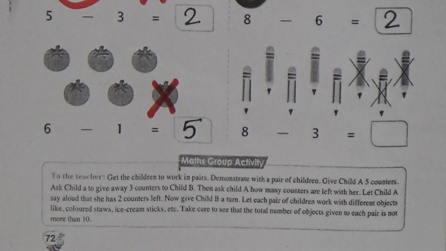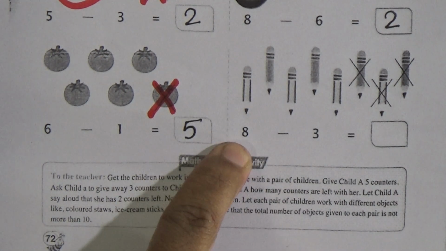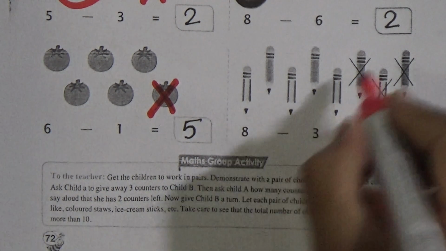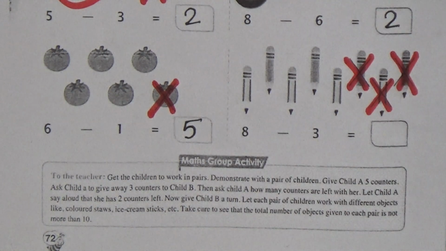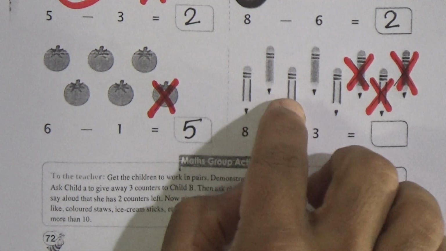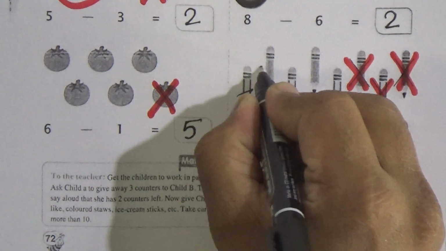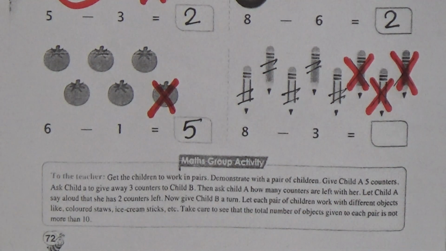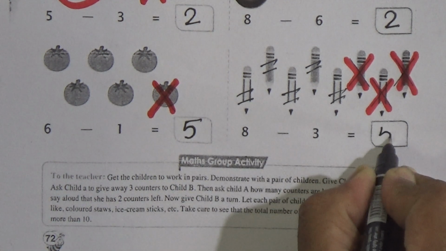The last problem is about pencils. There are 8 pencils in total and we need to subtract 3 pencils from that. Subtraction means we need to omit. Now omit these 3. 1, 2, 3 are omitted. Now how many are remaining? Dear students, count it. It's 1, 2, 3, 4, 5. You can cross these. So there are 5 pencils remaining. So 8 minus 3 is equal to 5, my dear students.